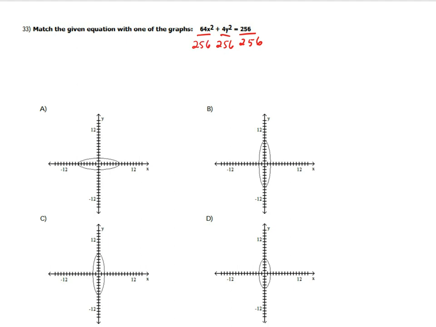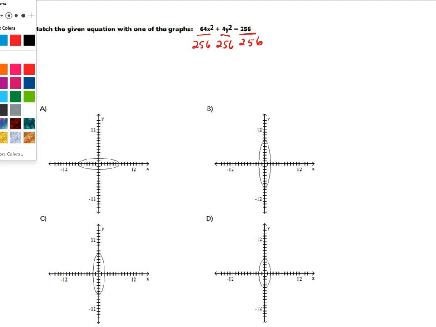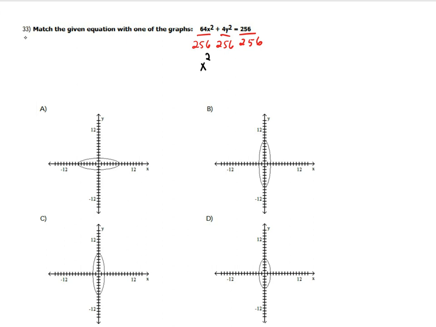And 64 goes into 256 4 times. So this is going to become x squared over 4 plus y squared over 4. I took this 64 into this 256, that went in there 4 times. So it's like 1/4. And then 4 goes in itself once and it goes in here 64 times. So there's a 64. And then those just cancel, so you're left with 1.